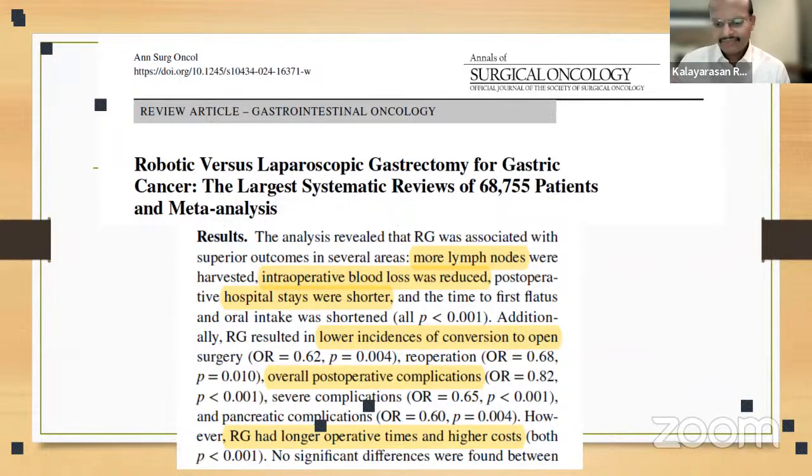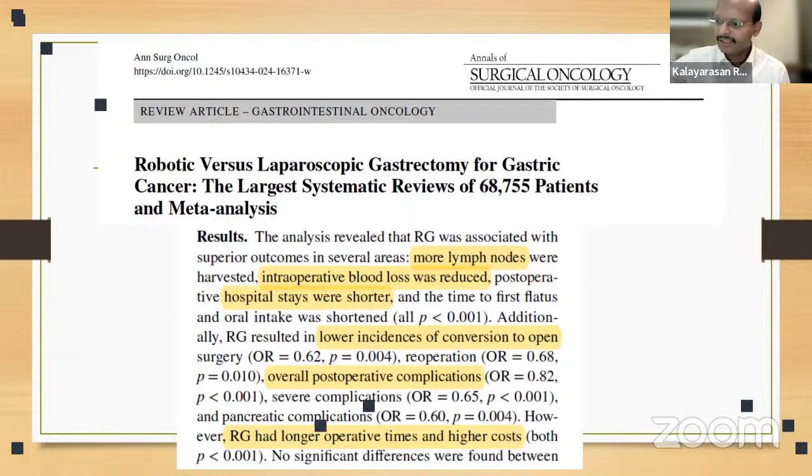So the initial evidence was not too much in favor of robotic. If you see the articles published in late 2018, 2019, the difference was not really significant, and we didn't have much evidence to support robotic surgery. But the recent publications have shown the benefits.